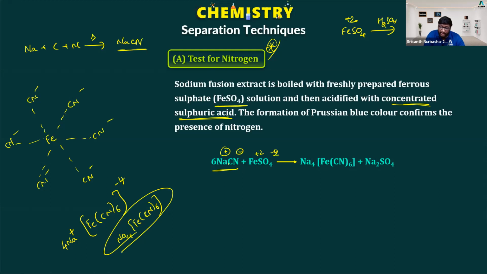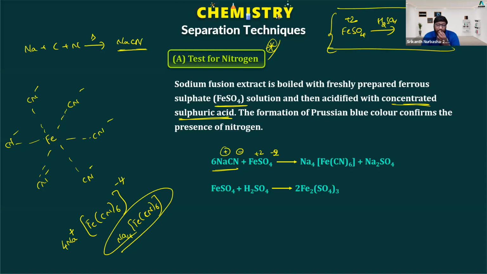6 NaCN plus FeSO4 forms Na4[Fe(CN)6] plus Na2SO4. And this Na4[Fe(CN)6] is formed. It is a complex with Fe2+. But we are acidifying it. FeSO4 has a tendency to convert to Fe2(SO4)3, because iron will be in the +3 state.